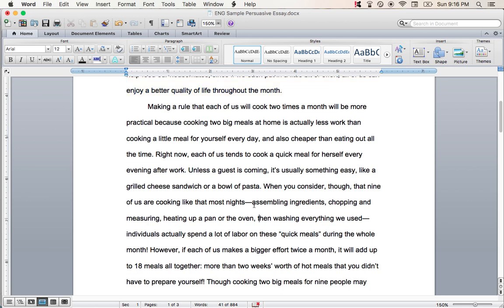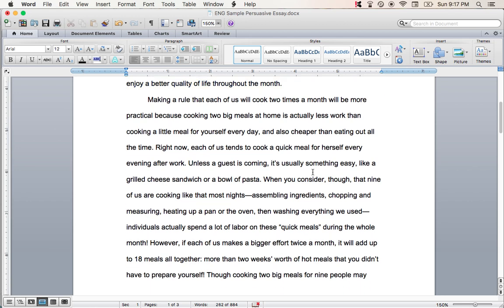Alright, now let's look at the first body paragraph. Making a rule that each of us will cook 2 times a month will be more practical because cooking 2 big meals at home is actually less work than cooking a little meal for yourself every day, and also cheaper than eating out all the time. Now, we didn't talk about this last time, but there's actually a term for the first sentence of this body paragraph also. This is called a topic sentence.